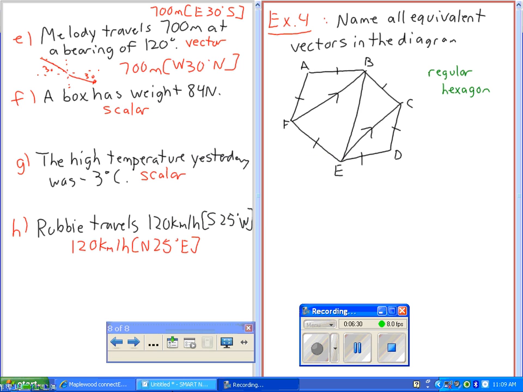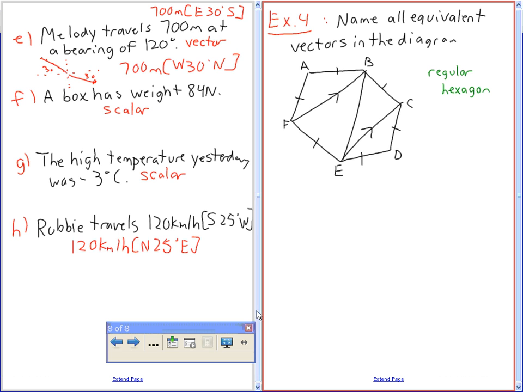Okay, pause. We'll do this fast. Brianna, can I get two vectors that are equivalent, please? AB equals ED. Wonderful. Nick, can I get another pair of vectors, please? BF equals CE. Good. Courtney, can I get another pair of vectors, please? FA equals BC.